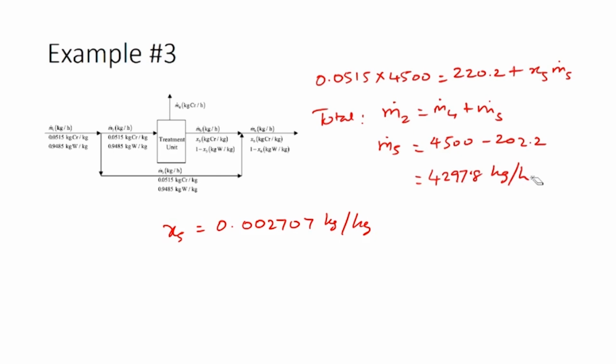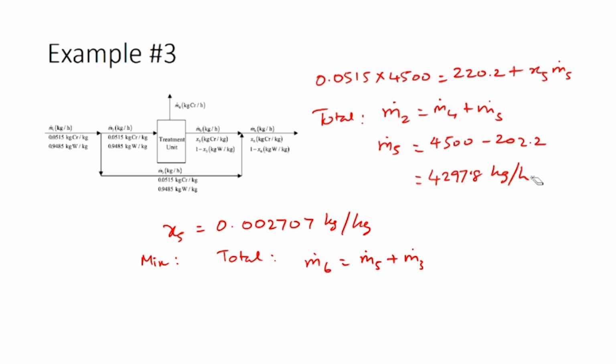Now we have the information about M5 dot, and we also have the composition of the stream, the mass fraction of chromium. So, we can also calculate the mass fraction of water, which would just be 1 minus the mass fraction of chromium. Now, we need to identify the mass fraction of chromium and the flow rate of the components in stream 6. For this, we can choose the mixing point as the system, and we can write the mixing point balances. The total balance for the mixing point would be M6 dot equals M5 dot plus M3 dot.